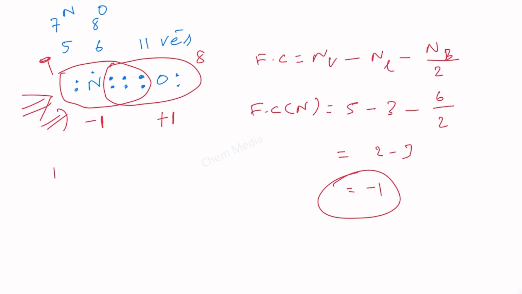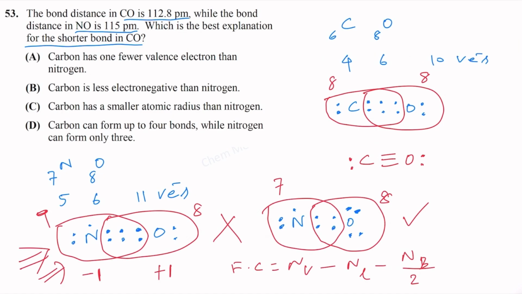On the contrary, if we calculate the formal charge for oxygen, it will be 6 minus we have 1 lone pair, therefore 2 here, minus we have 3 bond pairs, so 6 by 2. Therefore this will be 4 minus 3 and that is equal to 1. This means that we can only put 2 bonds between nitrogen and oxygen. Therefore it is the valence electrons that decide the bond distances in this case.